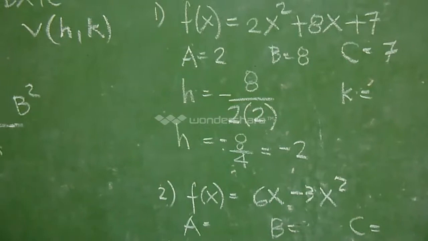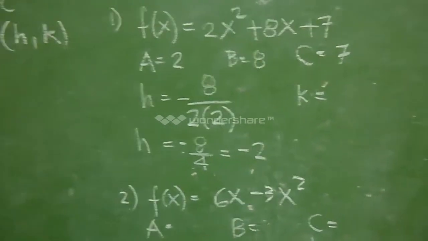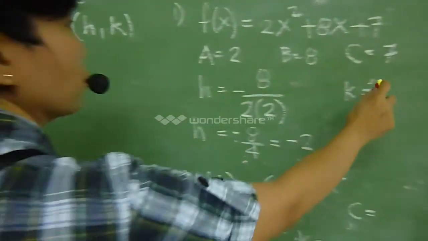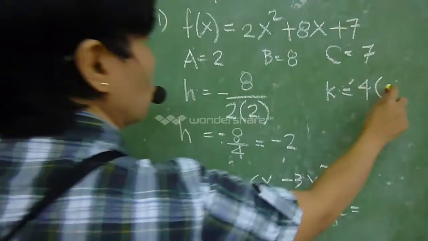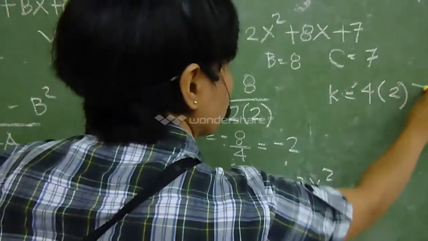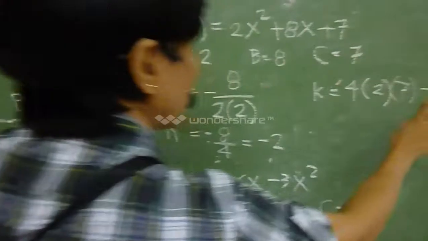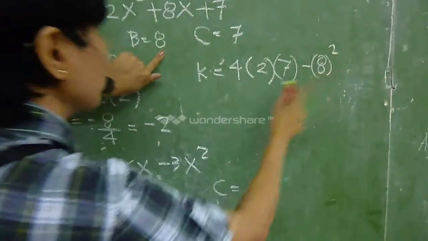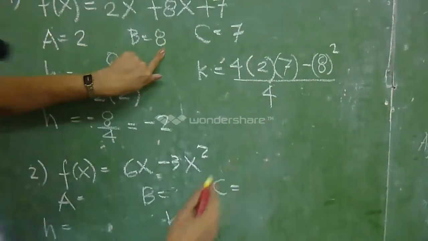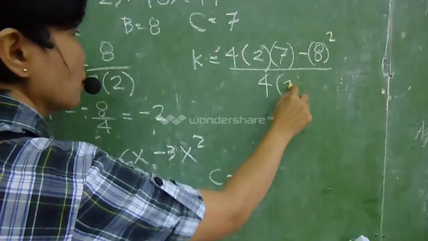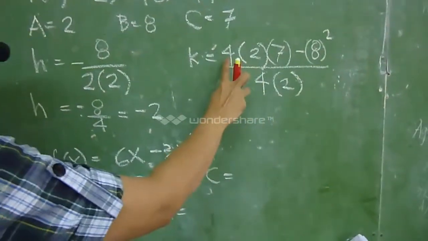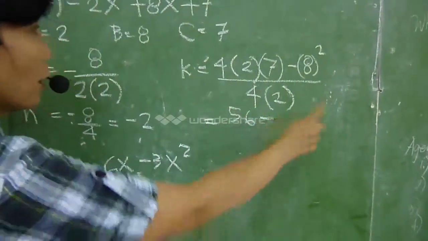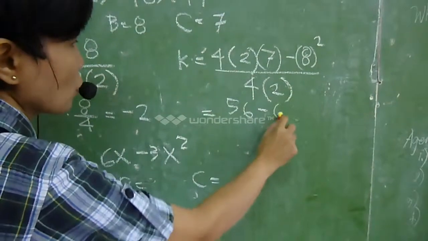That is your h. Ang k naman natin is in the formula 4ac. So, 4 times your a, 2, times your c, 7, minus b squared. So your b is 8, so 8 squared, all over 4a, which is 2. Pag sinimplify, this is 4 times 2, 8, times 7, 56. Minus 8 times 8 is 64.